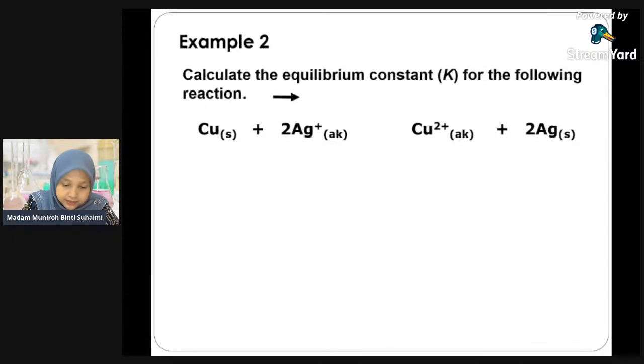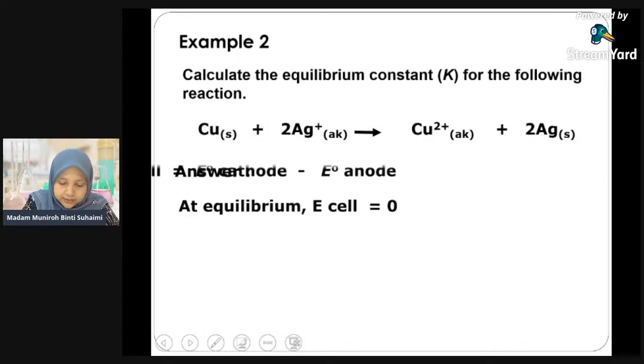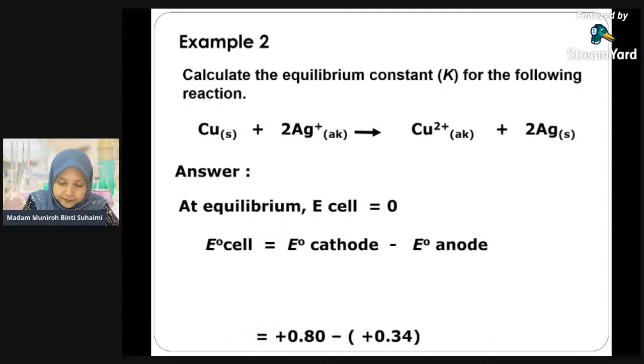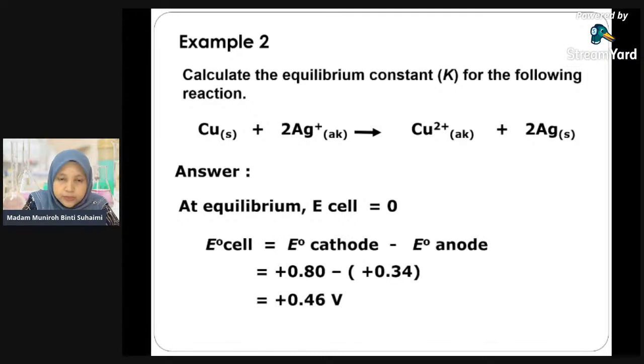Okay, example question. Calculate the equilibrium constant K for the following reaction. If the question mentions equilibrium constant K, it means that the reaction is at equilibrium.